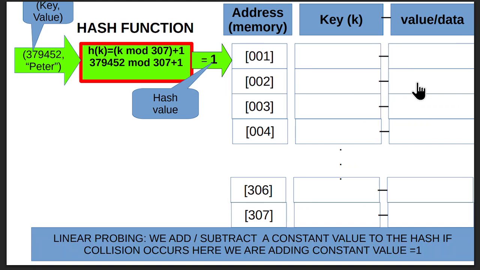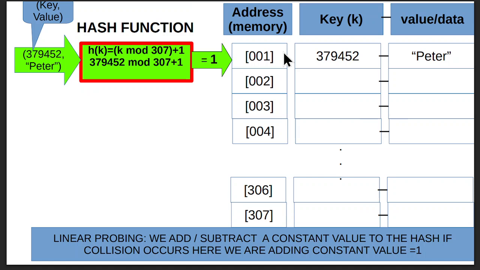As you can see, we have a hash table and the total number of slots here is 307. We have a key value pair and a hash function that uses the modulo division method, and it generates a hash value taking the key as the input. Here you can see that this particular key value produces a hash value of 1, which means the address is 1. Therefore I insert this key value pair here.